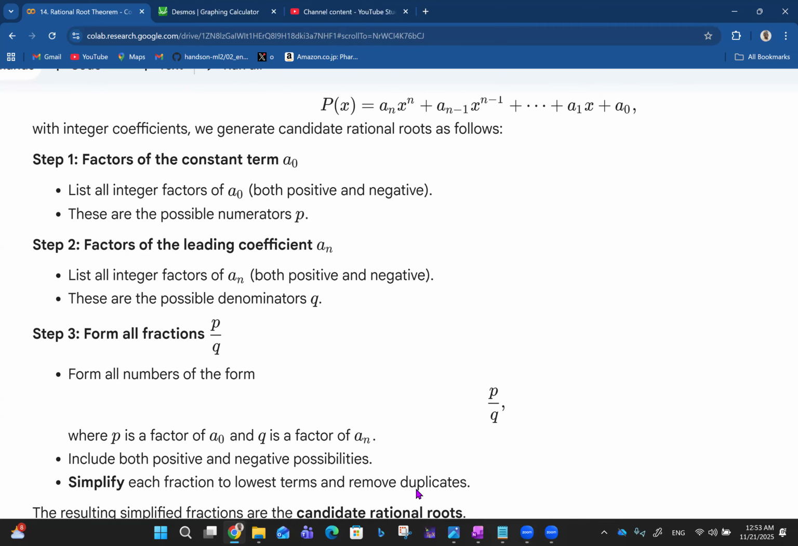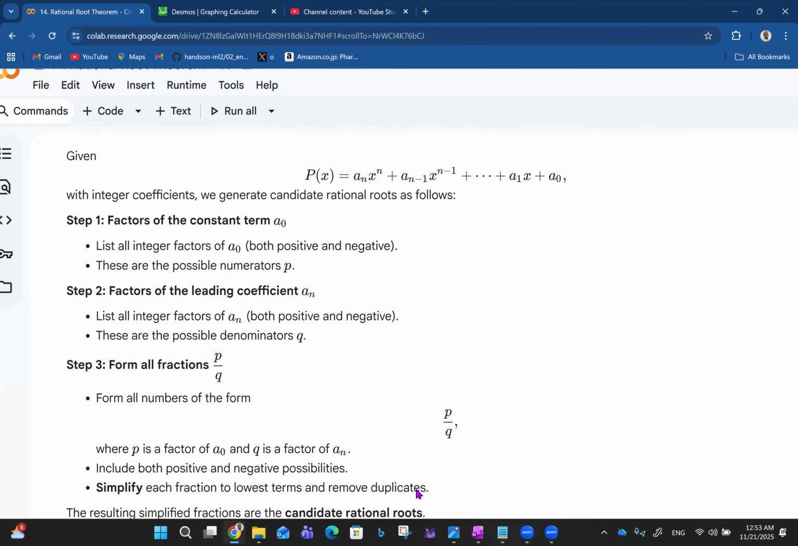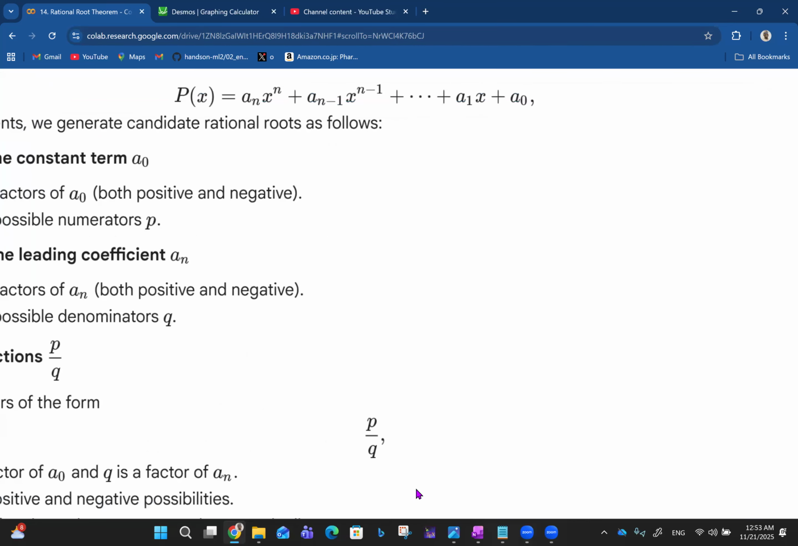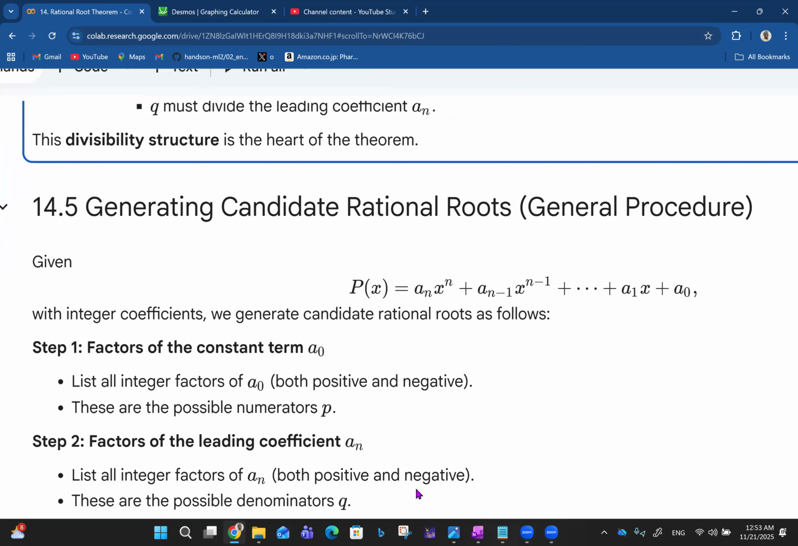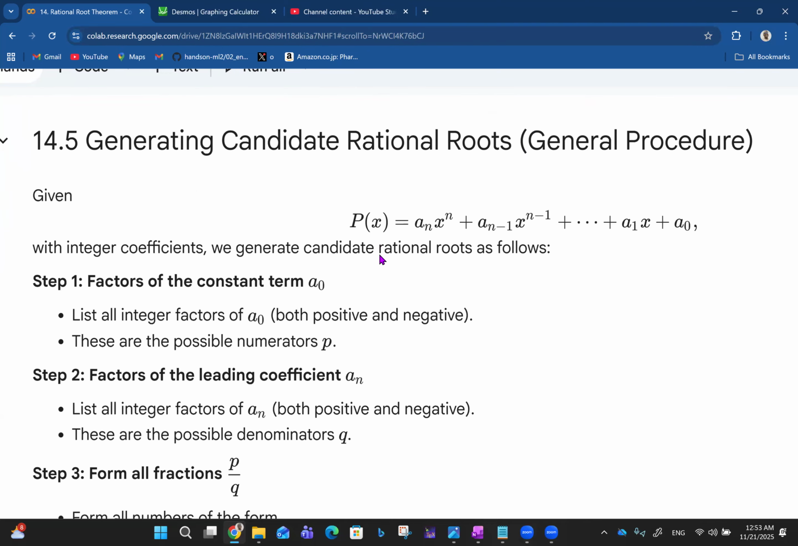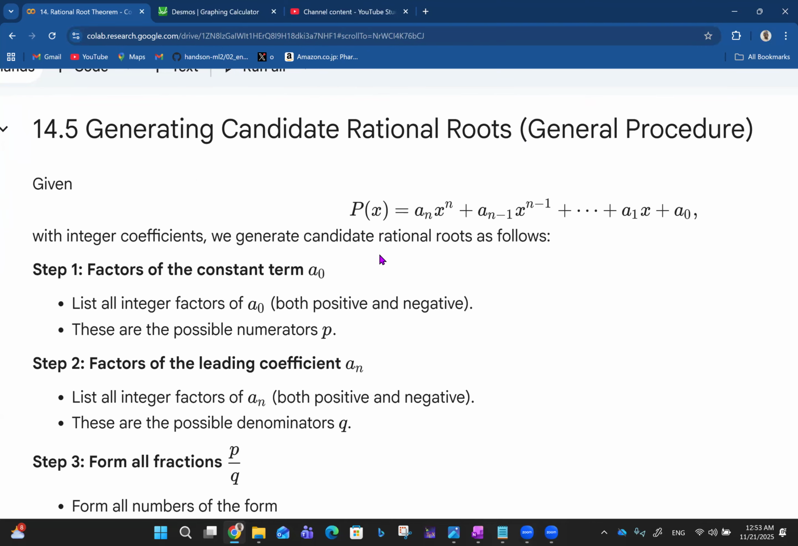So let's look at generating candidate rational roots, the general procedure. I want to expand this and keep going step by step. So how do you generate candidate rational roots? I have done this a couple of times. All those times that we have a random polynomial and we keep trying x equals 1, to see if you evaluate the polynomial at 1, it gives you 0. That's you trying to look for candidates of roots of the polynomial.